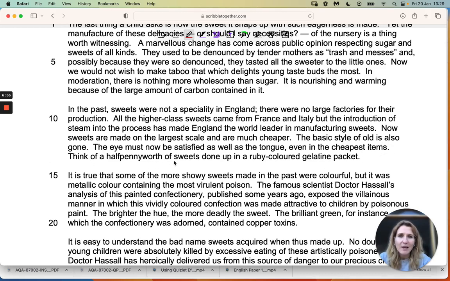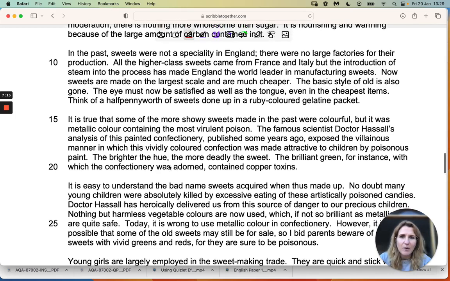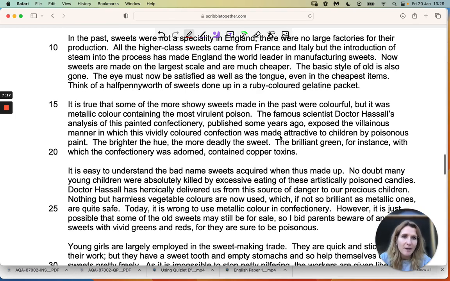Think of a half-penny worth of sweets done up with a ruby-colored gelatin packet. It is true that some of the more showy sweets made in the past were colorful, but it was metallic color containing the most virulent poison. The famous scientist Dr. Hassel's analysis of this painted confectionery, published some years ago, exposed the villainous manner by which these vividly colored confections were made attractive to children by poisonous paint.